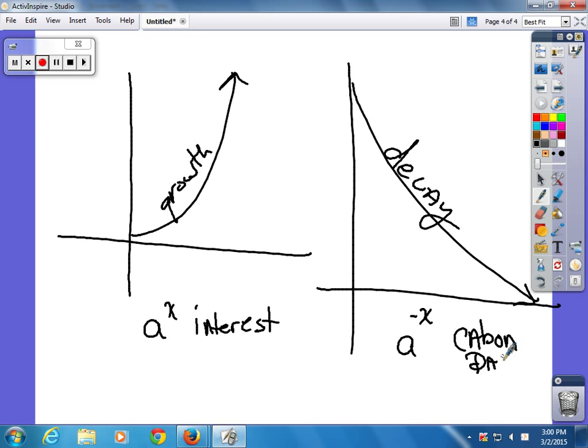That doesn't look right. I don't know what I'm talking about.